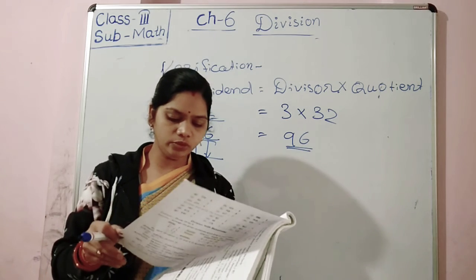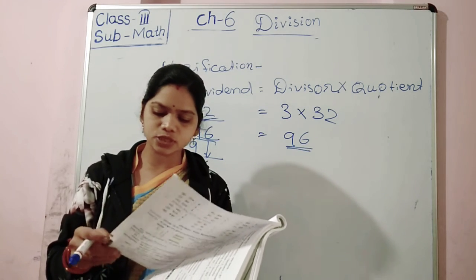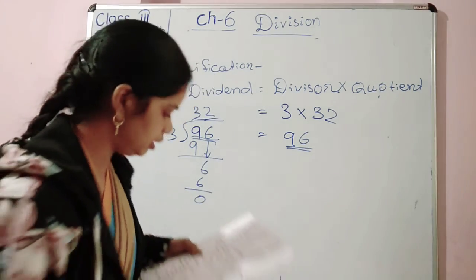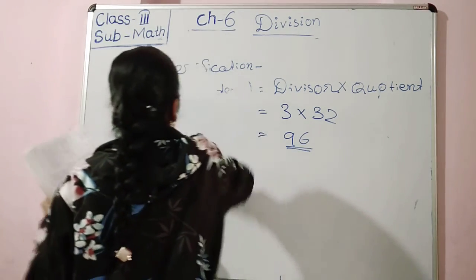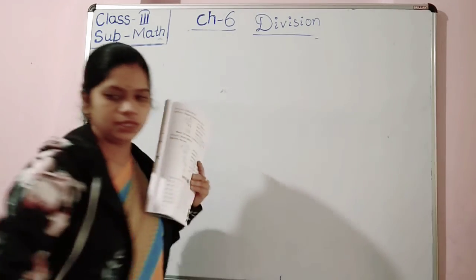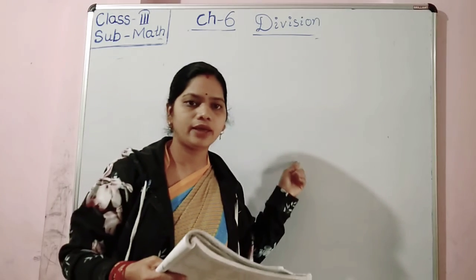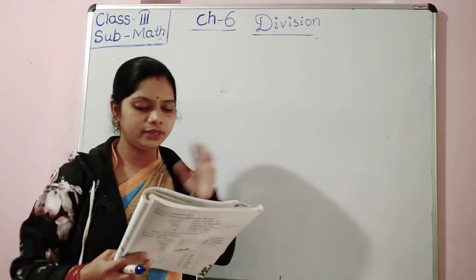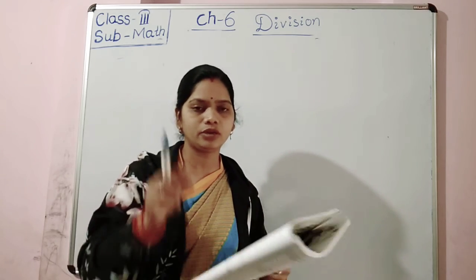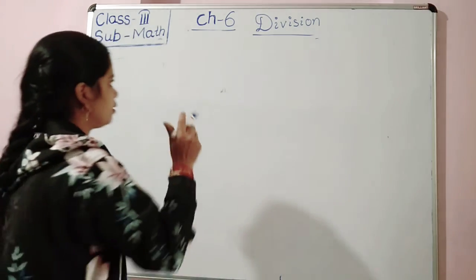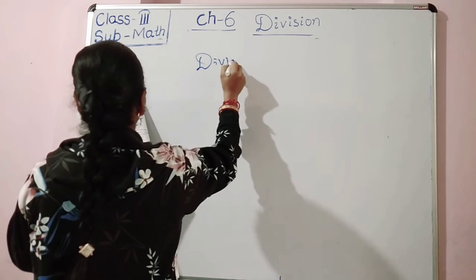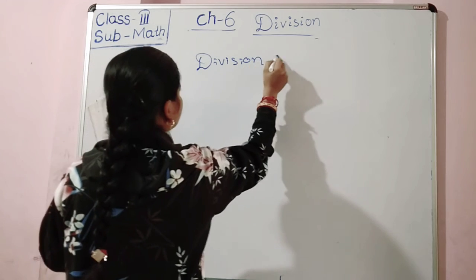Okay, in this way you have to complete exercise 6.3, page number 61 in your copy. Okay, next, division with remainder. Look, children, in what we have done, the remainder was 0. In division with remainder, we find that we get a one-digit remainder.